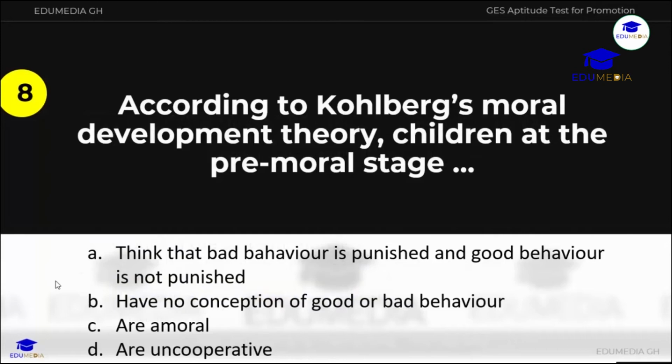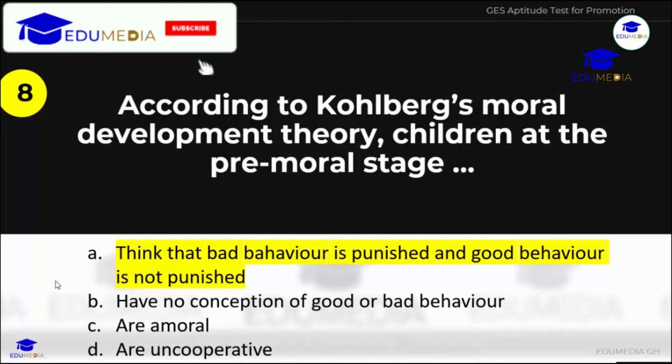Question number 8. According to Kohlberg's moral development theory, children at the premoral stage: A. think that bad behavior is punished and good behavior is not punished. B. Have no conception of good or bad behavior. C. Are amoral. And D. Are uncooperative. The correct answer for question number 8 is A. Think that bad behavior is punished and good behavior is not punished.